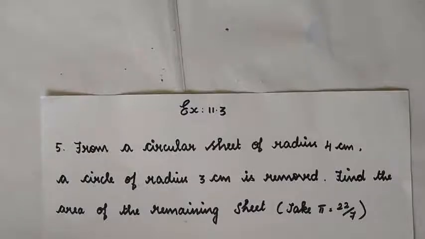Next we have to take exercise number 11.3, fifth sum. Write the fifth question. From a circular sheet of radius 4 cm, a circle of radius 3 cm is removed. Find the area of the remaining sheet. Take pi equal to 22/7. So first let us try to draw a rough diagram. That will help us to understand the problem better.